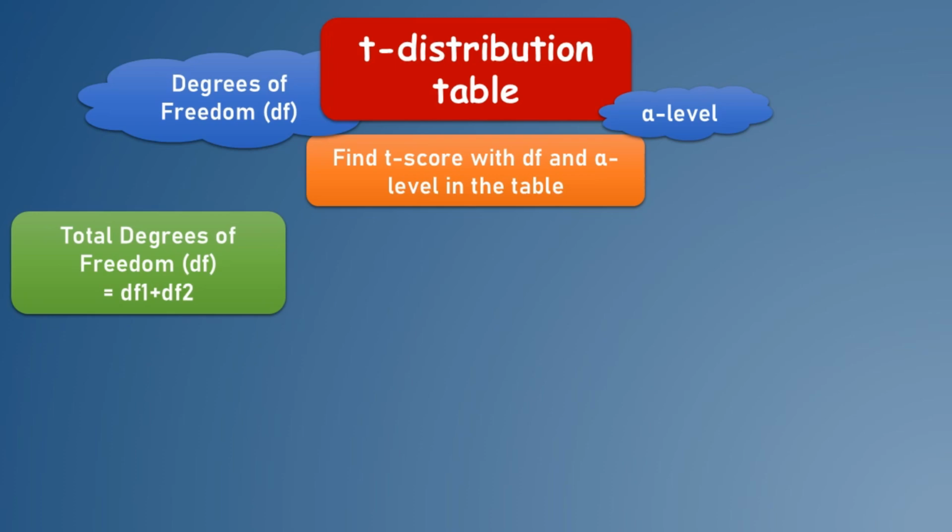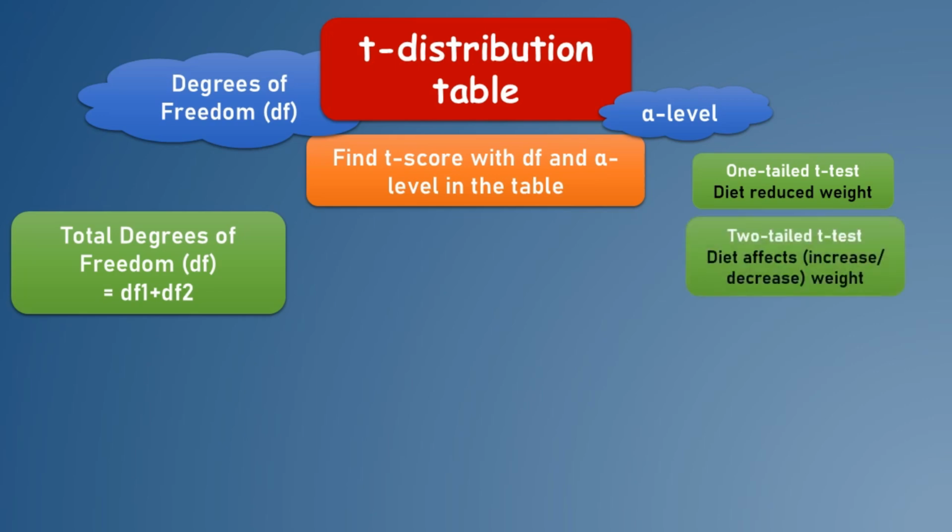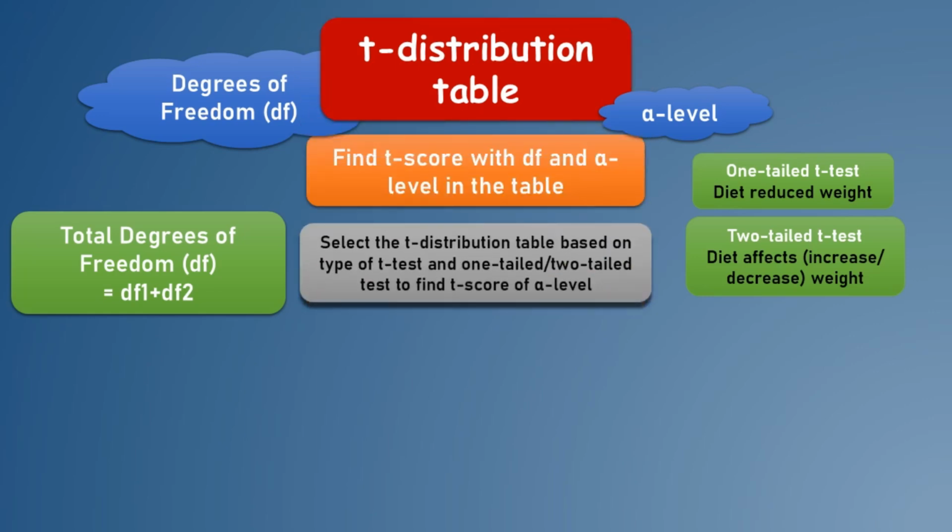Next, we need to know if this is a one-tailed or two-tailed test. If I take the example of diet and weight, then if we are only testing the decrease in weight, then it will be a one-tailed test. And if we are testing the effect of diet on weight, whether it is an increase or decrease, then it will be a two-tailed test. So accordingly, I will use the right distribution table based on the type of t-test I am using and based on whether it is a one-tailed or two-tailed test.